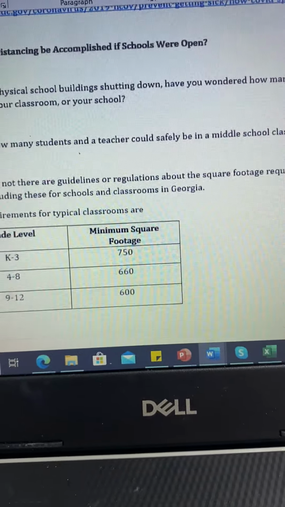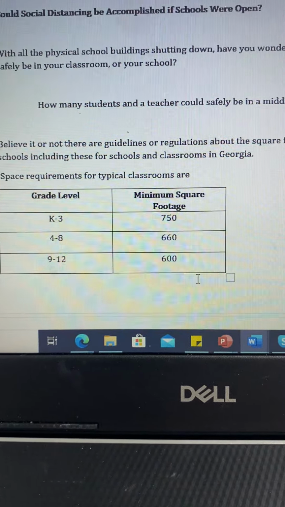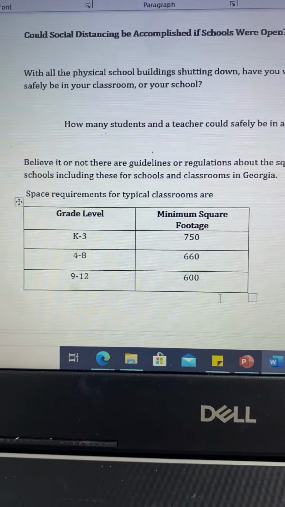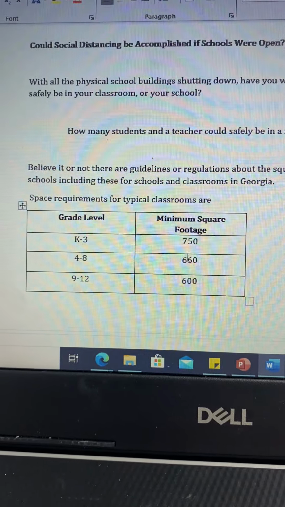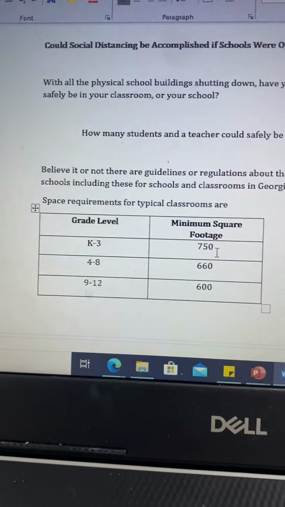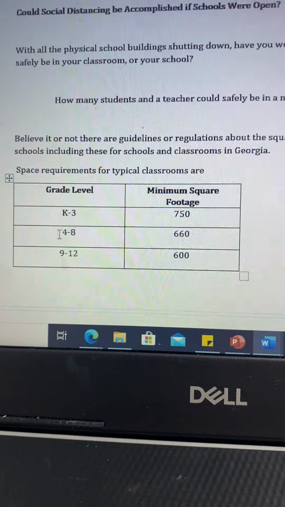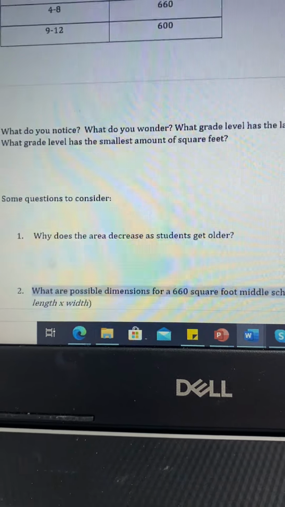So let's look here. I provided this chart for you. This is a school in Georgia, and this is the minimum square footage. Think of a room, okay? In the room, this is the size the room can be. So we have to think, what is the length and the width? And the area has to total to this amount. But we're going to focus on middle school, which is grades 4 through 8.